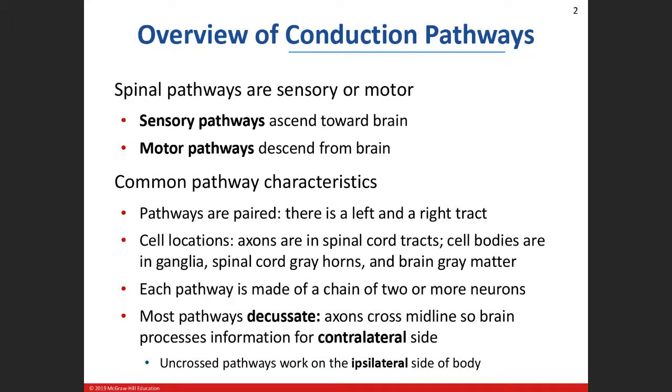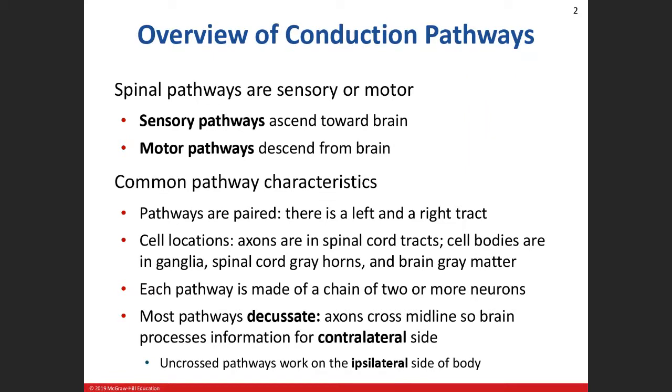Now, we're going to talk about the conduction pathways. And these are the ones that go up and down. There's some in the brain, but we're actually going to talk about the ones in the brain too, but we're going to discuss the ones here in the spinal cord. There's a couple that we're going to go through, so I want to take it nice and slow in today's class when we're discussing some of these pathways.